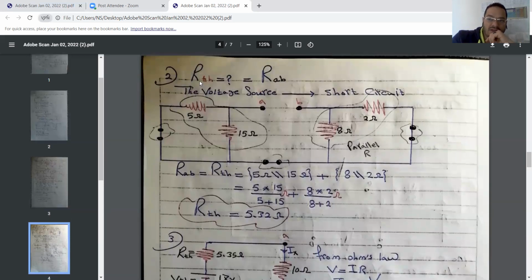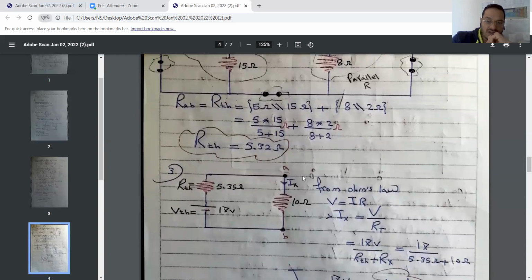Now let's calculate the Thevenin resistance at AB. Here we ignore all of the voltage sources by putting all of them as short circuits. Now we have two parallel resistances at each side of the circuit, and the last value of the Thevenin resistance equals 5.32 ohms. Now we can calculate the Thevenin circuit like that.